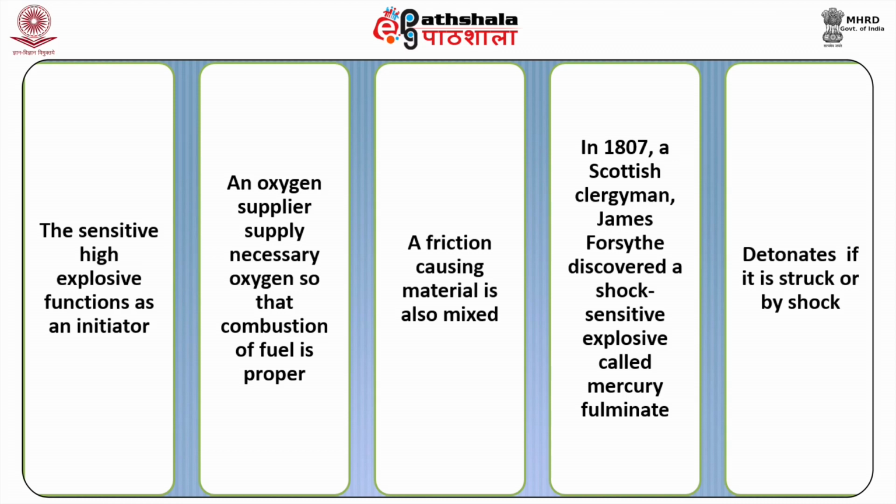In 1807, a Scottish clergyman, James Forsyth, was the discoverer of the shock-sensitive explosive called mercury fulminate. This type of explosive will detonate if it is struck or by shock. A spark will also be generated. By 1850, cartridges which were being manufactured contained mercury fulminate inside the rim of the cartridge. The development of the cap combination has been a fascinating and dangerous adventure. It was one of the most important steps in the development of firearms. It gave a final blow to the matchlock, flintlock, and wheel lock mechanisms. It also gave an all-weather cartridge.